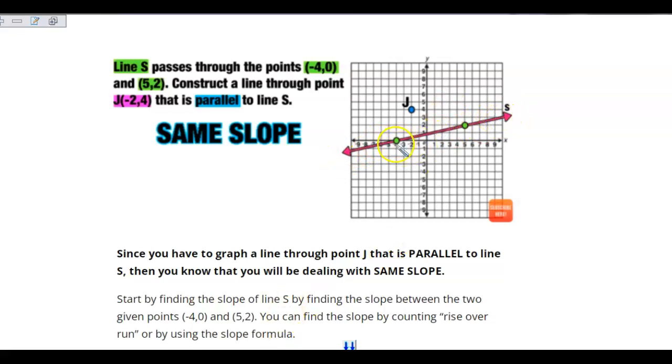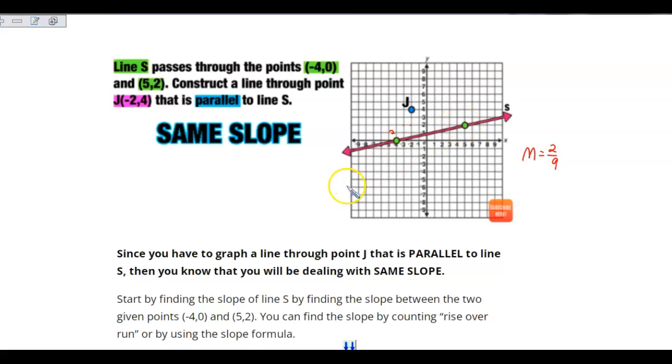So that's the first thing I'm going to do, is I am going to go up 1, 2, so up 2, 1, 2, 3, 4, 5, 6, 7, 8, 9 over 9. So the slope is 2 ninths.